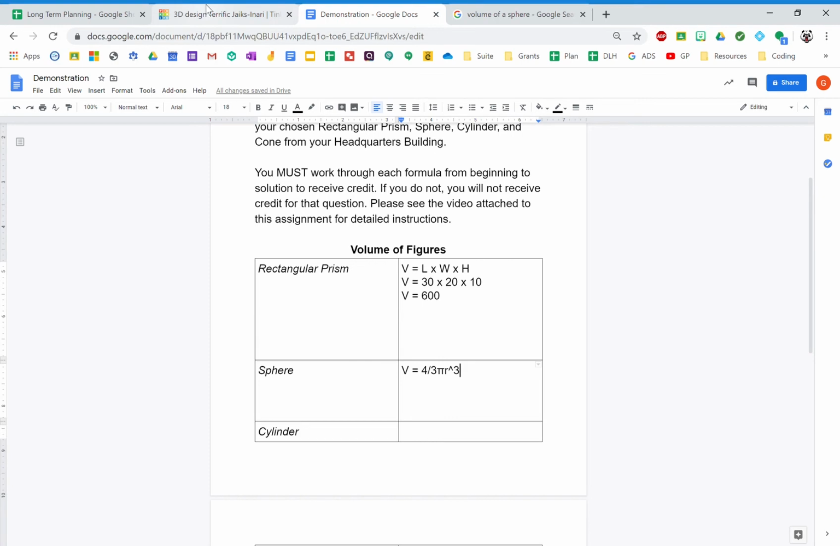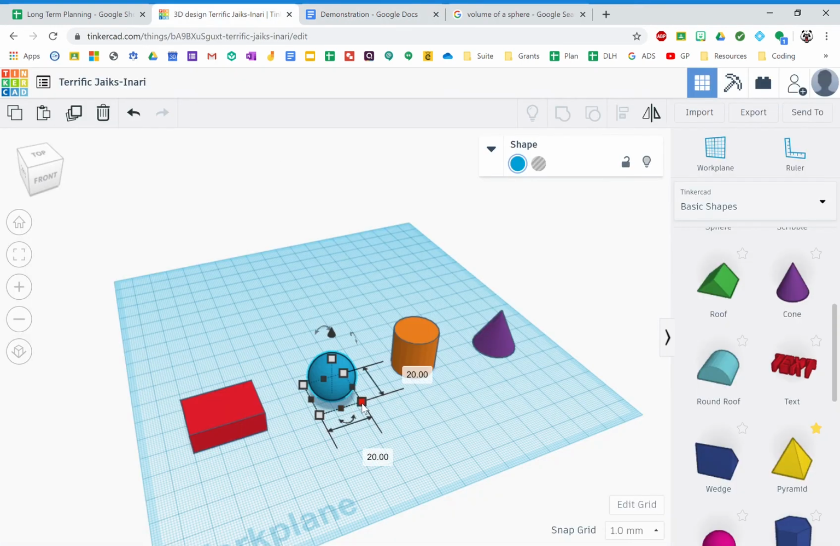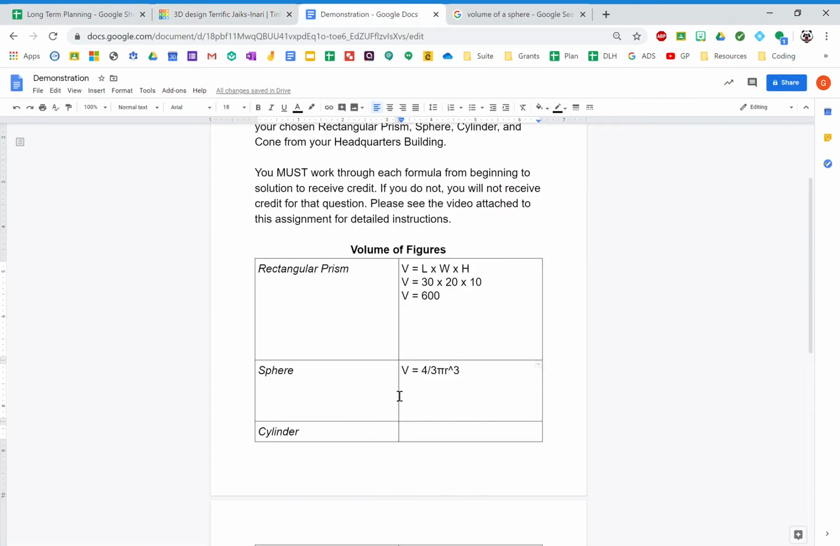Then, remember, this sphere that I just designed on Tinkercad has a diameter of 20. If the diameter is 20, I want my radius to be 10. So let's rewrite it. Volume equals 4 over 3 times pi, and then instead of r, you're going to write 10 to the third power. And then you keep on solving.